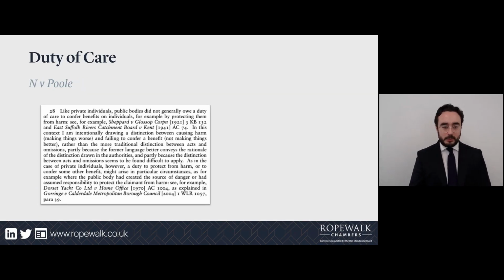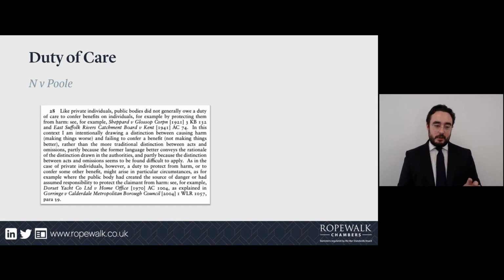So looking at Poole, Lord Reid began by equating the position in relation to private individuals and when they owe a duty to public bodies and when they owe a duty. So the position is you approach a public body just as you would a private individual. And he swept away the old-fashioned and now well-established language of acts and omissions and said it was better to draw a distinction between causing harm, that is making matters worse, and failing to confer a benefit. That's not making things better. He thought that was a better distinction and more accurate language, and I think he's probably right about that. They encapsulate concepts better than just the words act or omission.